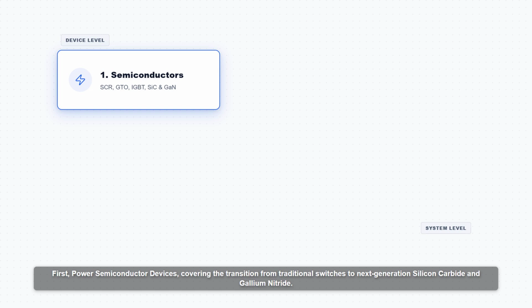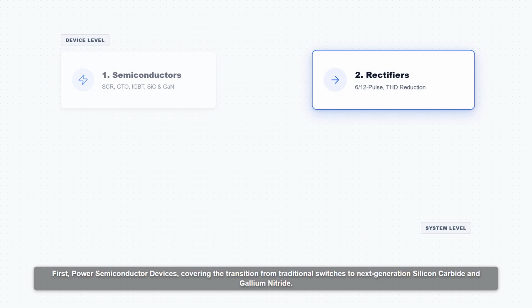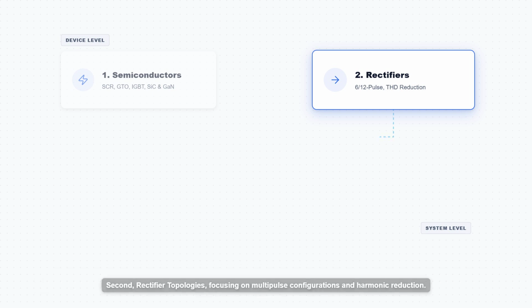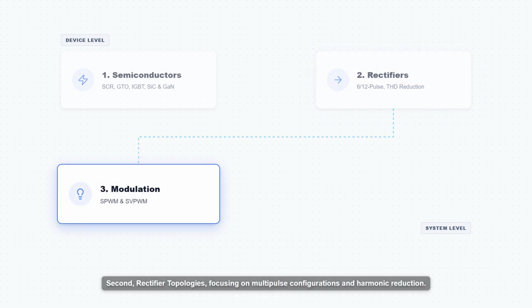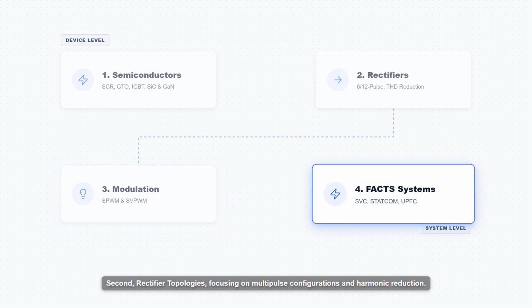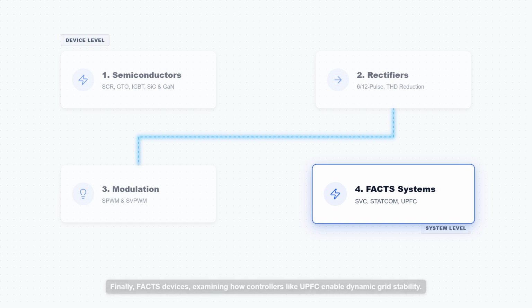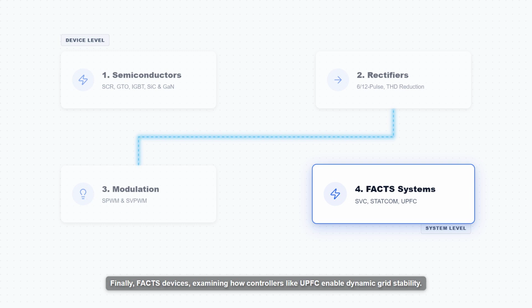First, power semiconductor devices, covering the transition from traditional switches to next generation silicon carbide and gallium nitride. Second, rectifier topologies, focusing on multipulse configurations and harmonic reduction. Third, modulation techniques, exploring advanced space vector PWM. Finally, devices, examining how controllers like OPFC enable dynamic grid stability.